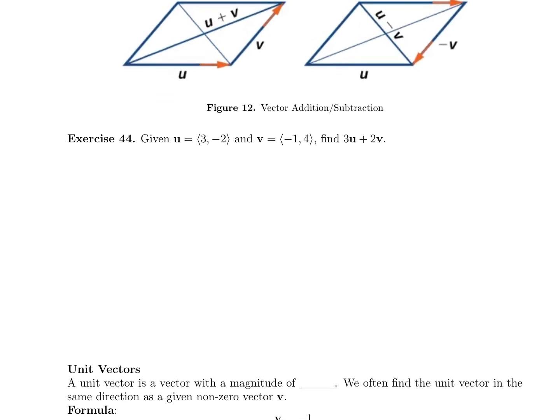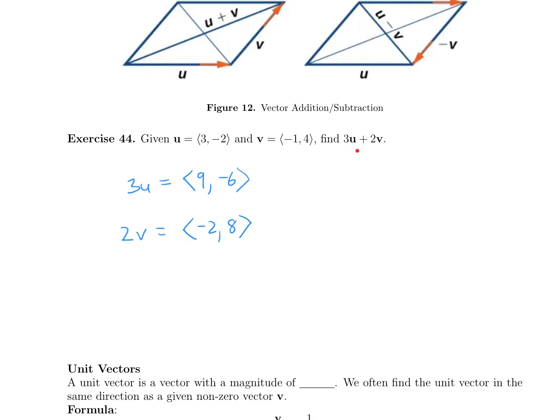For this following exercise, they want us to find the scalar multiplication. They're multiplying vector u by the scalar 3, and then they're adding that to the vector v times the scalar of 2. So let's first find 3u first. So we're multiplying vector u by the scalar 3. So that just means 3 times 3, which is 9, comma, 3 times -2, which is -6. And then we go ahead and find 2v. Multiplying the vector v by a scalar of 2 will give us -2 times, comma 8. So I just multiplied this one by 2 and this one by 2. And that's how I got that.